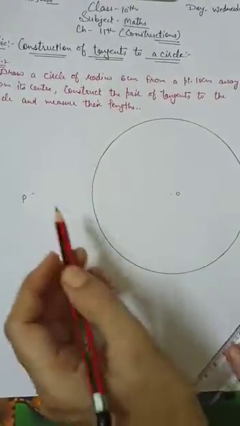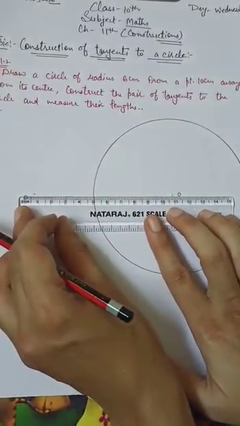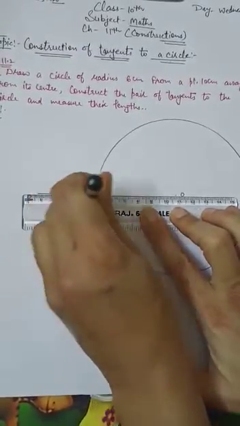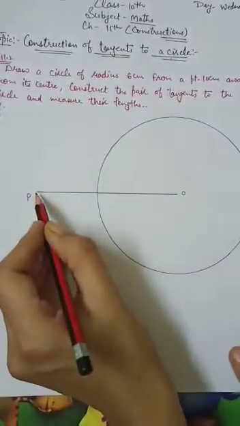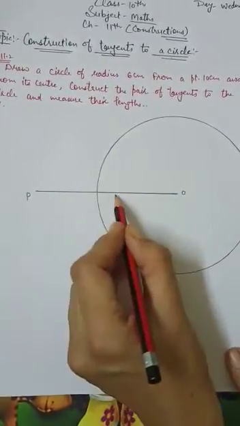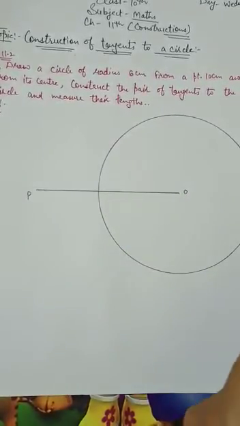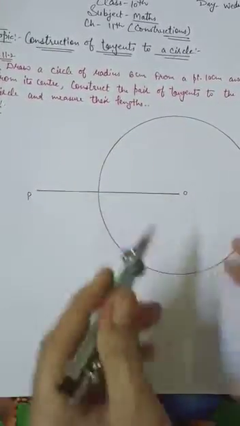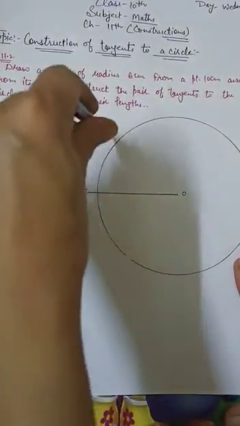Firstly, to construct the tangents, with the help of the ruler we will join PO. Then, as the second step, we will draw the perpendicular bisector of PO, which gives the middle point of PO. Let us draw it here. With the help of the compass, we will open the compass more than half of PO, and then construct the perpendicular bisector.